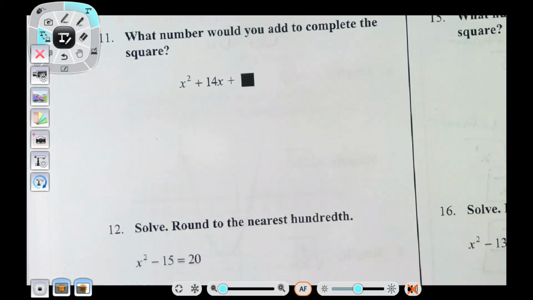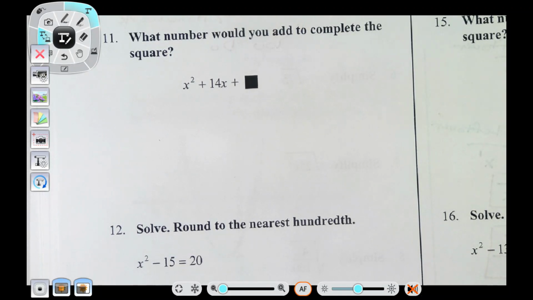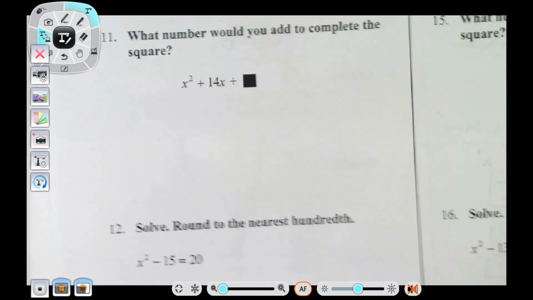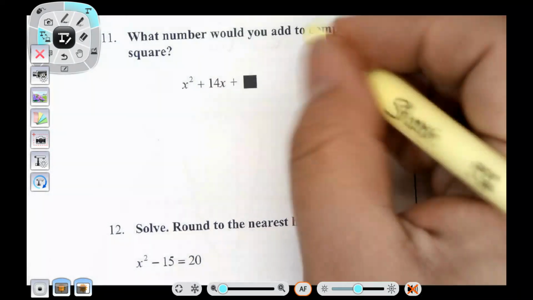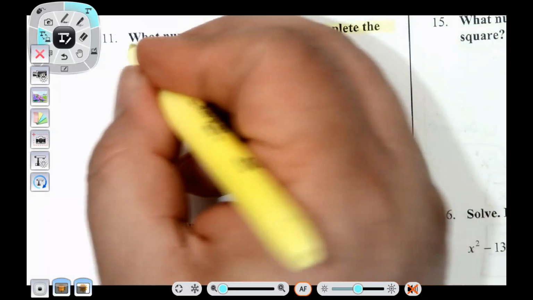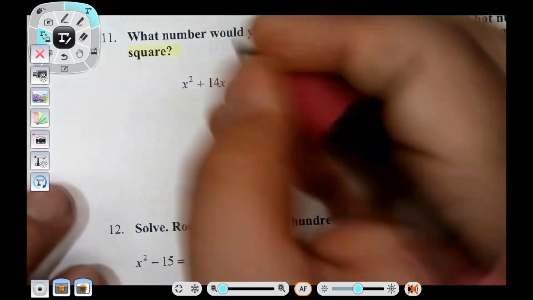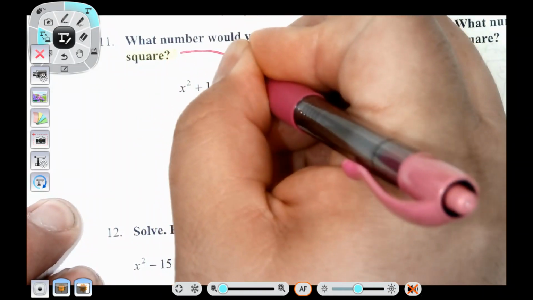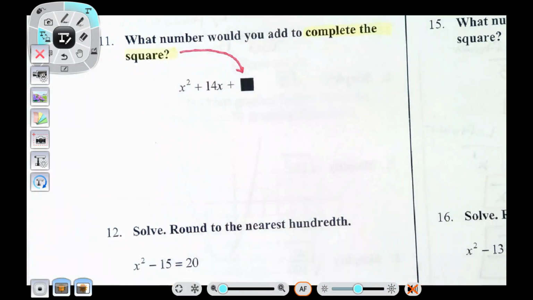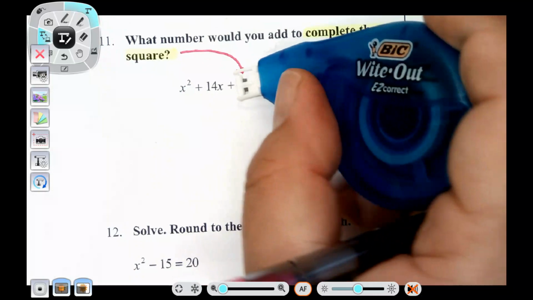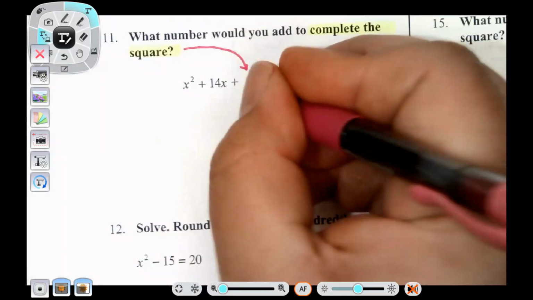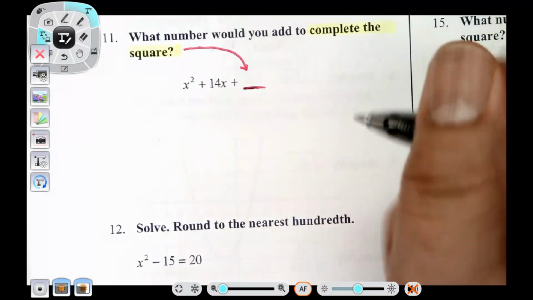All right, so it says, what number would you add to complete the square? Okay, well, here it is. When they say the words complete the square, there's only one thing I want. I want a power of 2. It's basically what we're being told. This number that we put in this box, I'm not sure why it's dark there. In fact, let me just do a quick fix here in case yours is too. Let's just put a line instead.